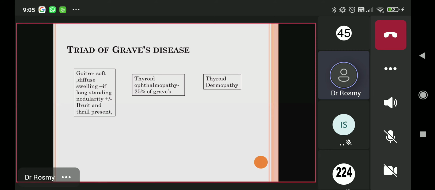The first part of the triad or triangle is there will be a goiter. The disease will have an enlargement of the thyroid gland. So to say Graves, it has something to do with the thyroid gland. The gland will be enlarged. It is a soft gland. Soft means if you touch your ear lobule and you touch the gland, you will have a similar feeling. That is how you will find a Graves gland. It will be soft and the entire gland is enlarged. It is a diffuse enlargement.